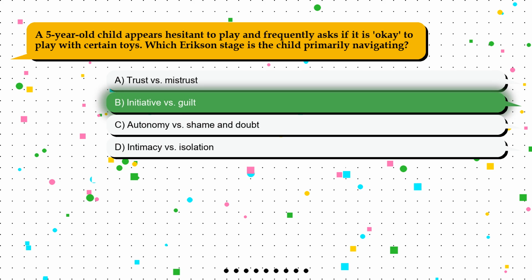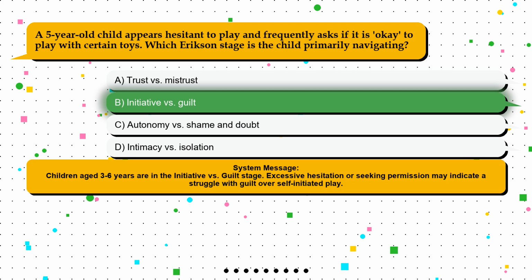The correct answer is option B, initiative versus guilt. Children aged 3 to 6 years are in the initiative versus guilt stage. Excessive hesitation or seeking permission may indicate a struggle with guilt over self-initiated play.